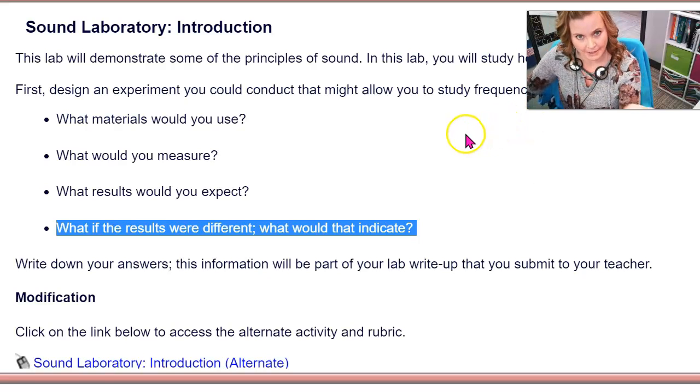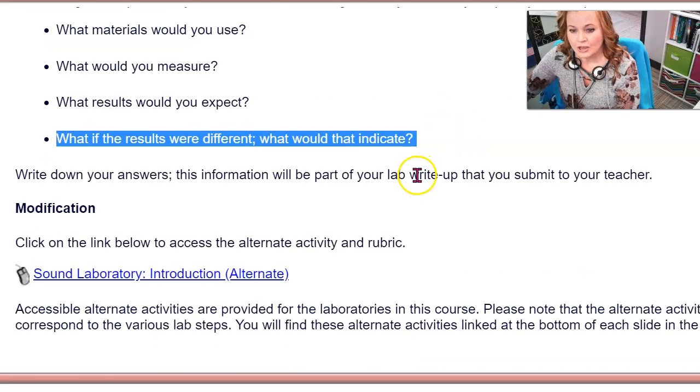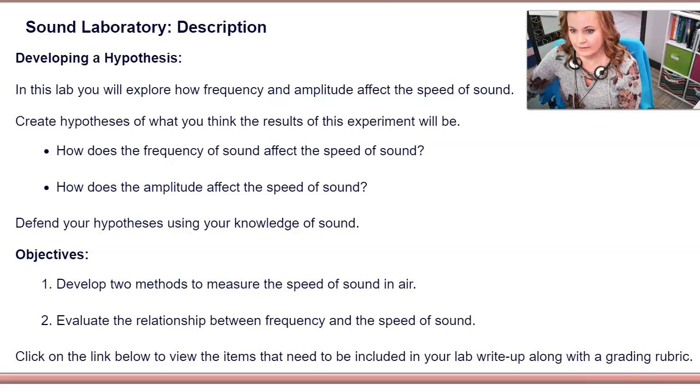Once you have the hypothetical, you're going to make a hypothesis of what you think is going to happen in this experiment, this online lab that you'll be doing. Your hypothesis should indicate how the frequency of sound affects the speed of sound. Do you think it does or doesn't, and why? And do you think the amplitude of sound affects the speed of sound, and why?